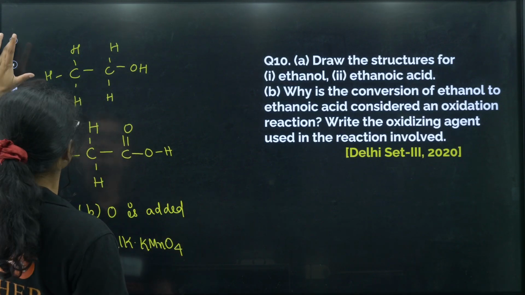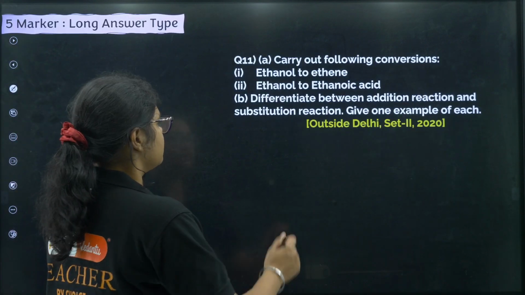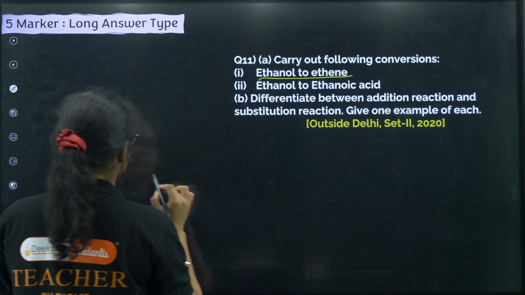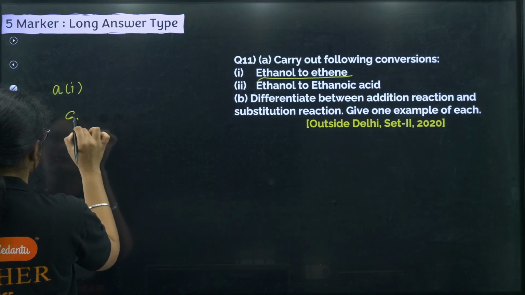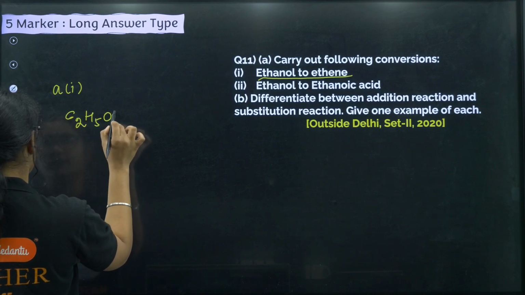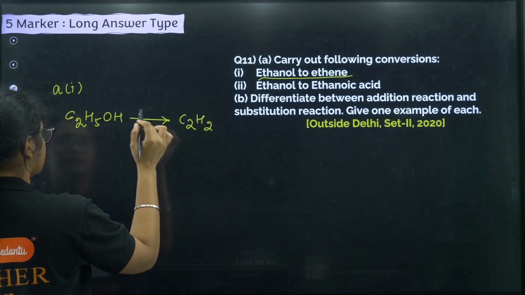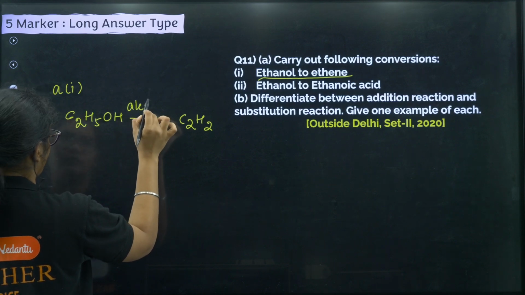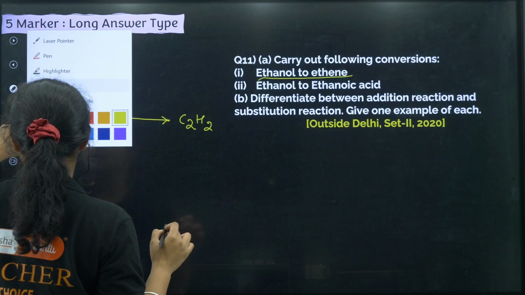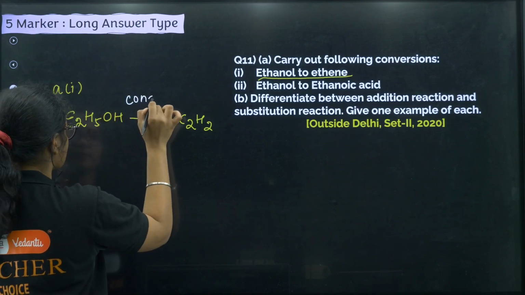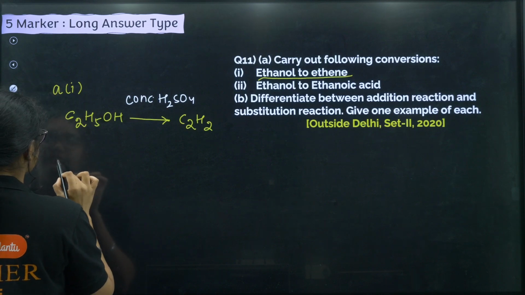Okay. Fine. Next is question number 11. Carry out the following conversions. Ethanol to ethene. Okay, so if I see A1, ethanol to ethene. Here what do we use? Here we use alcohol dehydration, right? So you can use here concentrated H2SO4.